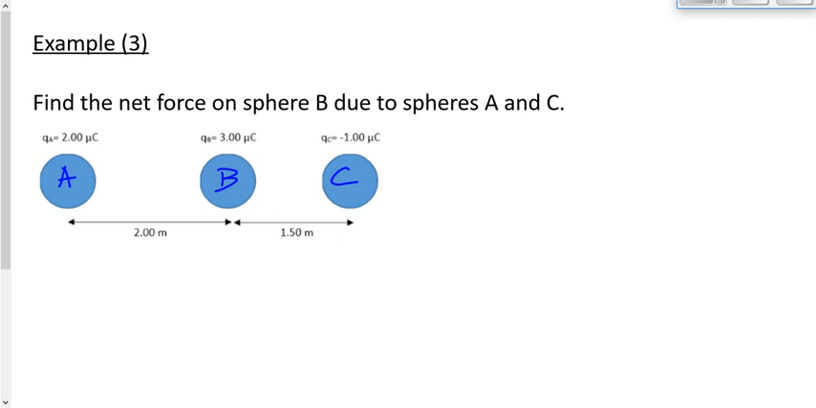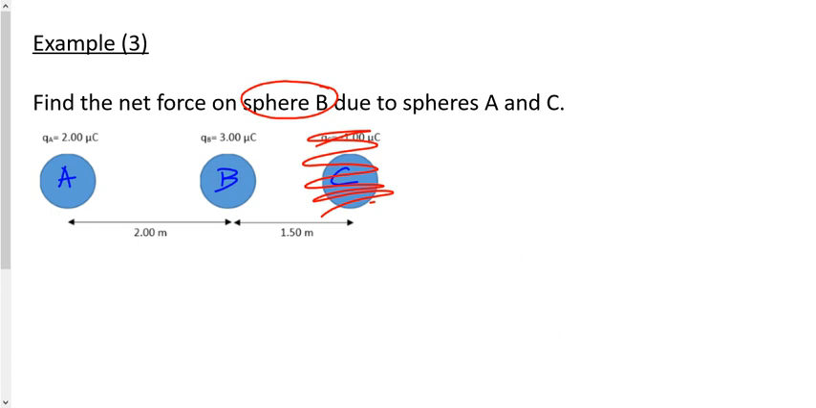So let's draw a free body diagram on object B, because that's what we're trying to find here, right? The net force on B due to A and C. Now, there is a force on B caused by A. Forget about C. Pretend it doesn't even exist. For now, we'll come back to that one in a second. Okay, there is a force caused by A on B. Which way does it act?